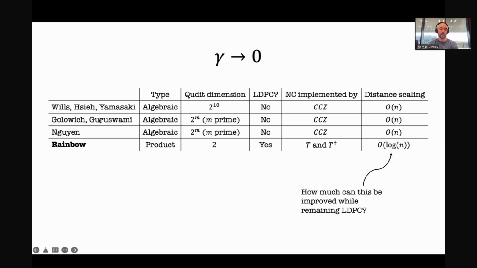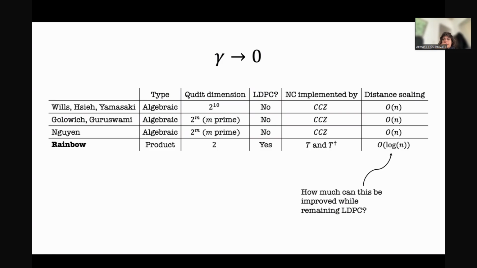I should say as well, I don't really understand all these other constructions particularly well, so I can't really answer too many questions about these. This slide, I think basically everything in this table is pretty much the extent of my understanding of these constructions. But what about the dimension scaling?